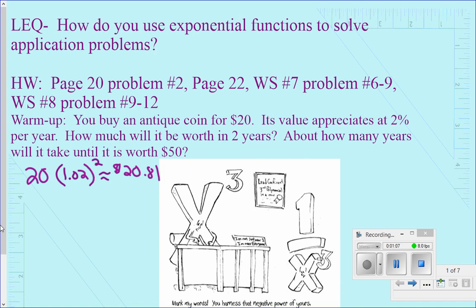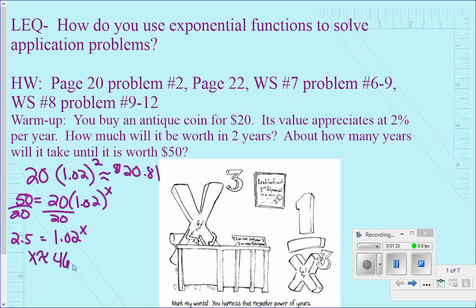The second part of the question says approximately how long will it take until it's worth $50? So I set 50 equal to the equation, and now it's an x as the exponent, divide by 20, so 5 halves, or 2.5, is equal to 1.02 raised to the x. Remember, we haven't learned how to use logarithms yet, so we're going to solve using guess and check, and doing that, we get that x is approximately 46.3 years.